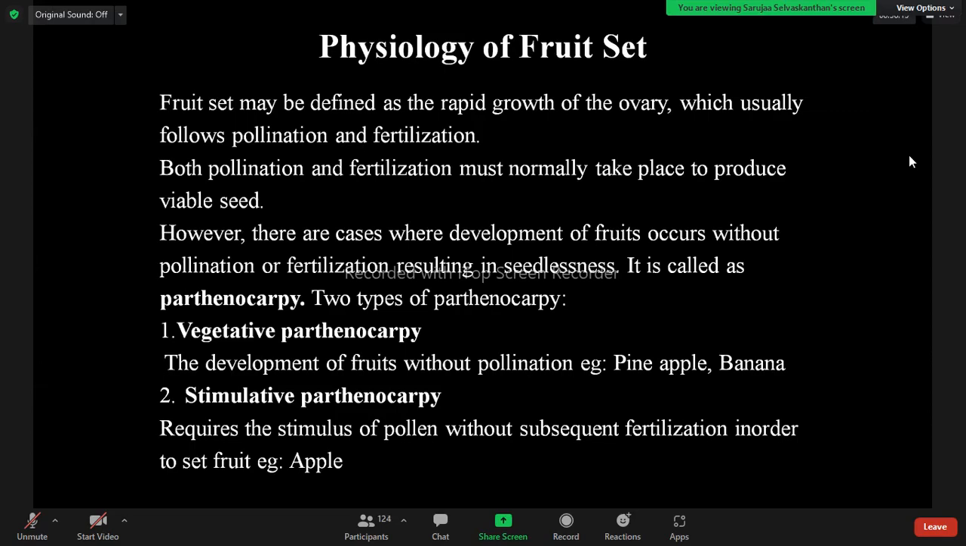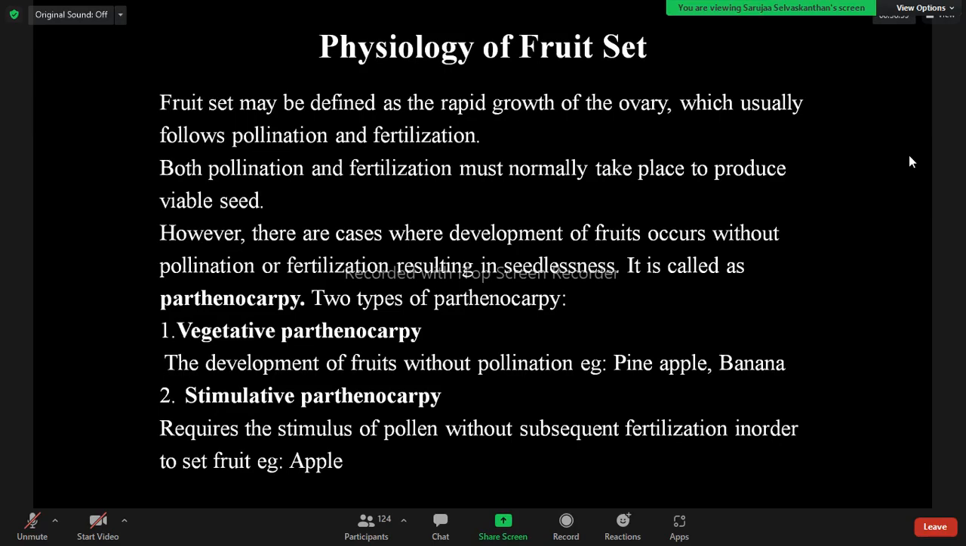To set the fruit, the pollen acts as a stimulus for the fruit development. But the pollen will not fertilize. The pollen tube will not develop, and there will be no fertilization process to set the fruit. Understand?